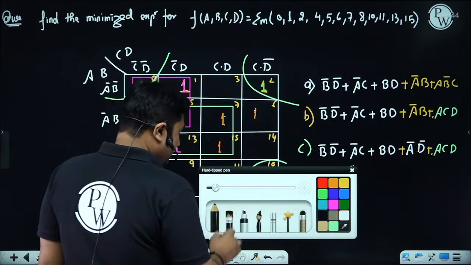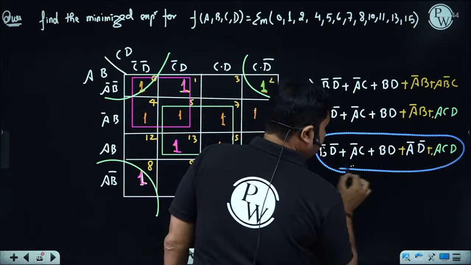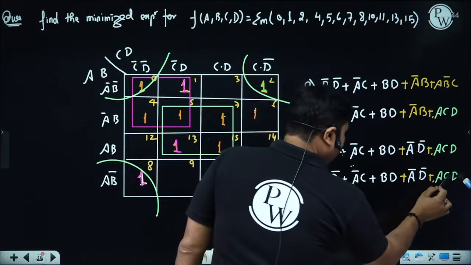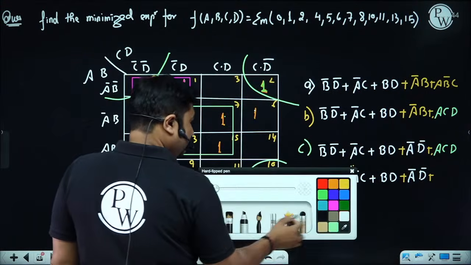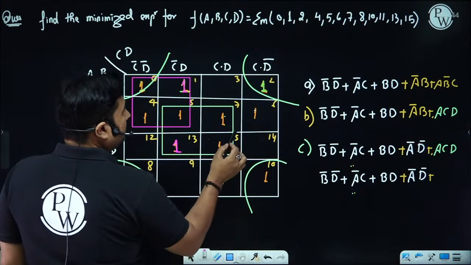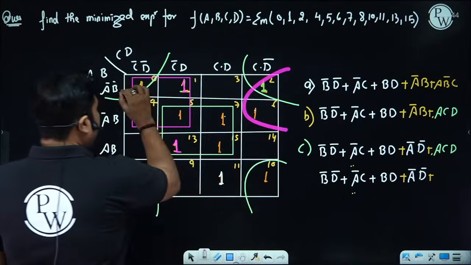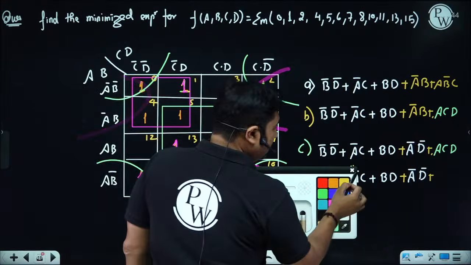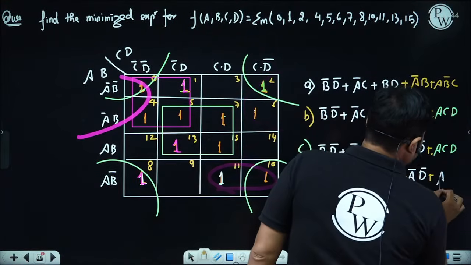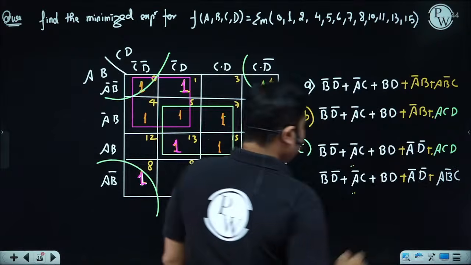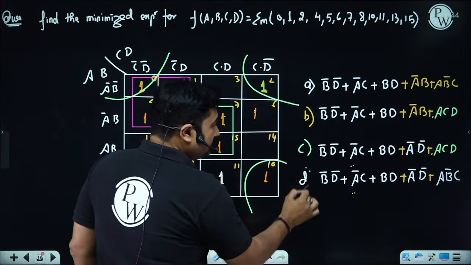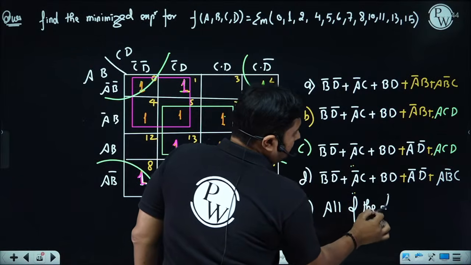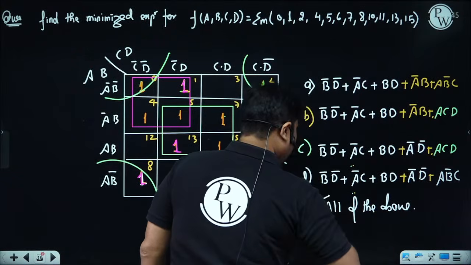Someone can say, sir, we have one more possibility. Why are you not considering this chord and this pair? Yes, this is also possible. So if we consider this chord and this pair, then we have a total of 4. And actually, all of the above are minimized expressions only.